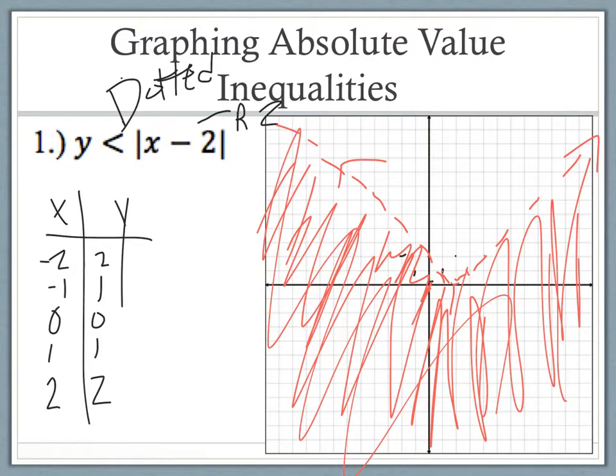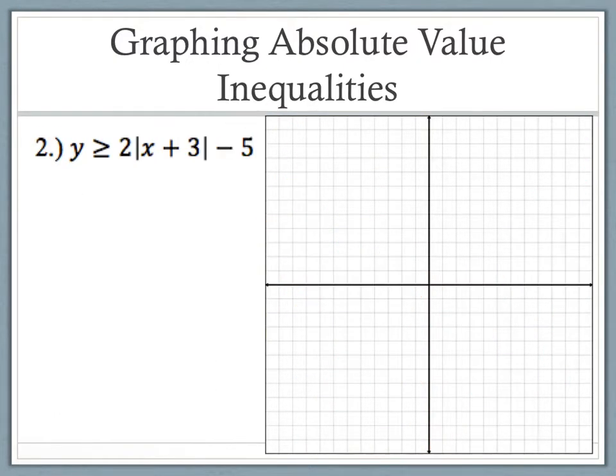That was just my parent function to help me graph. Let's take a look at another one. Okay, so for this one, I'm going to go ahead and just write what I know. Well, this -5 is going to be down 5, so I put D5 for down 5. Plus 3 is going to go to the left 3. That 2 is just going to be what I multiply my y by. And this tells me that it's going to be a solid line, since it's an equal to.